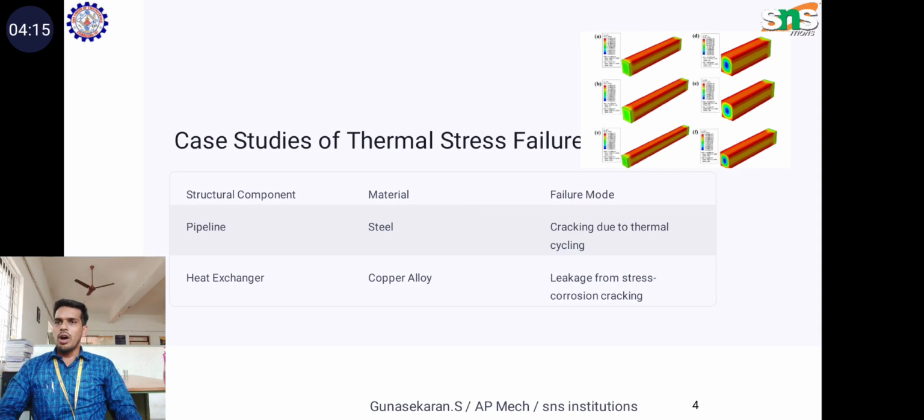Example 1: a case study of thermal stress failure involved the Tacoma Narrows Bridge, which collapsed due to wind induced oscillation, accompanied by thermal stresses. Another example is the failure of a spacecraft thermal protection system during re-entry due to differential heating, leading to structural damage.